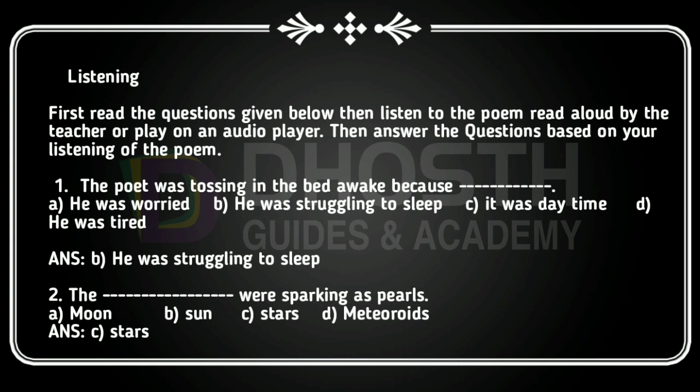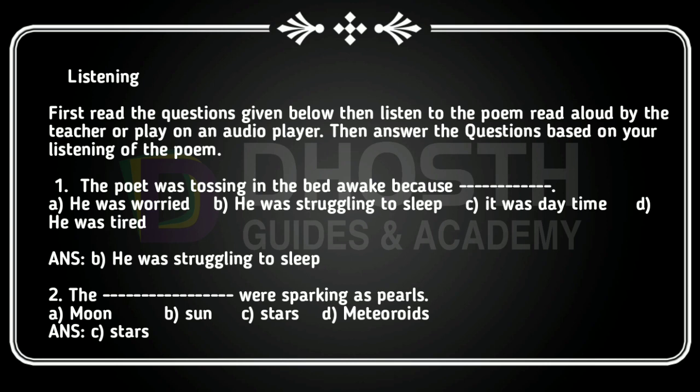Listening. First, read the questions given below, then listen to the poem read aloud by the teacher or played on an audio player. Then answer the questions based on your listening of the poem. The poet was tossing in the bed awake because... There's multiple choice. He was struggling to sleep. Answer B.